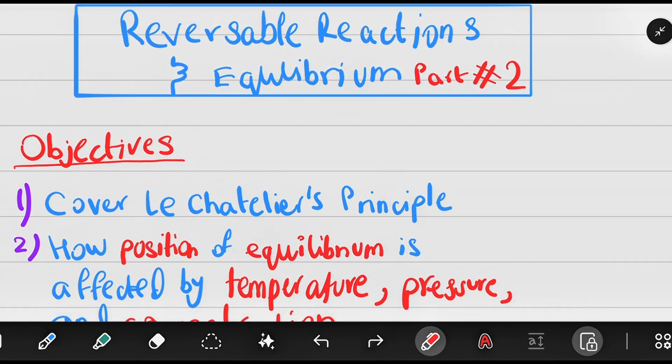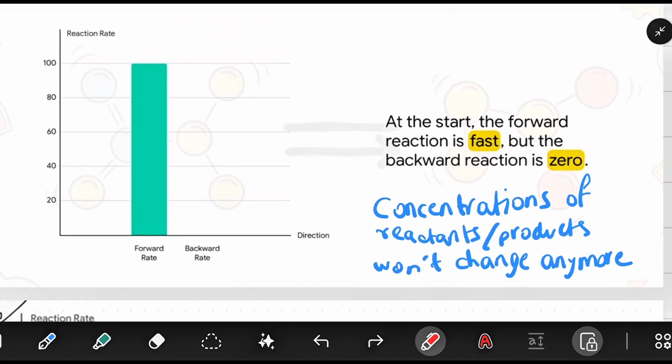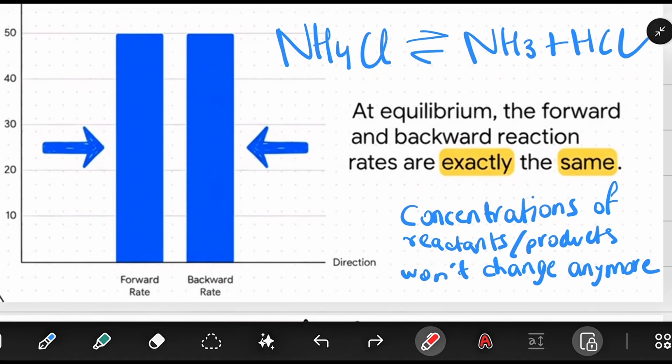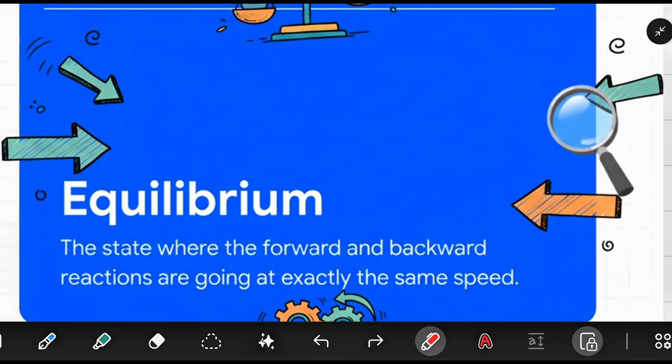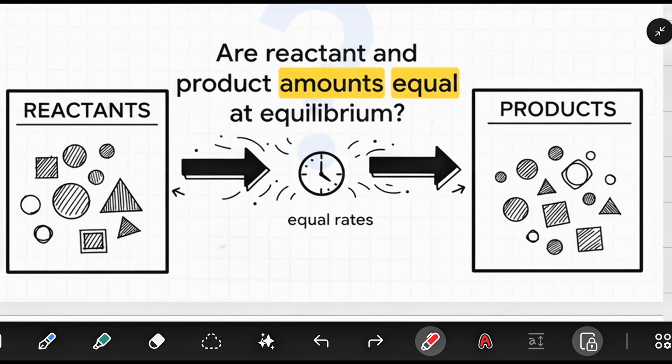A quick recap of what we did in the last class. We discussed what reversible reactions are. We also discussed how initially the reaction is very fast in the forward direction because only the reactants are present in the mixture, and later on, when the forward reaction has been moving on for a period of time, the backward reaction kicks in and the equilibrium will be established. We discussed what equilibrium was. Equilibrium was the state where the forward and backward reactions are going at exactly the same speed. And lastly, we discussed the concentrations of the reactants and the products when the reaction is at equilibrium.